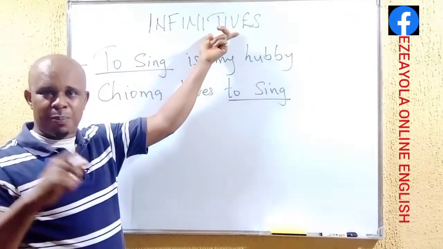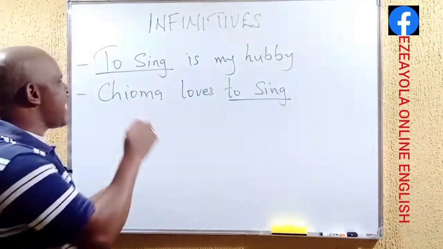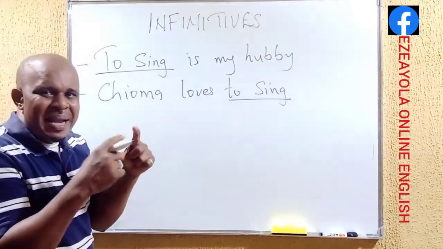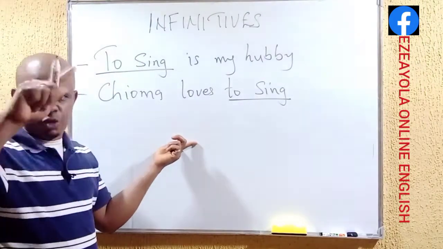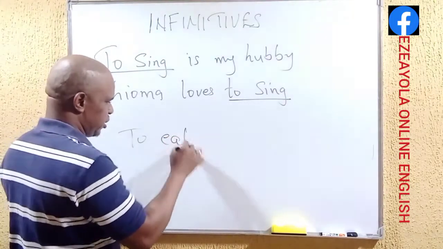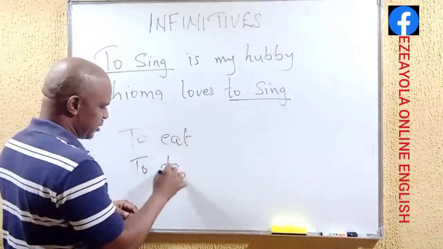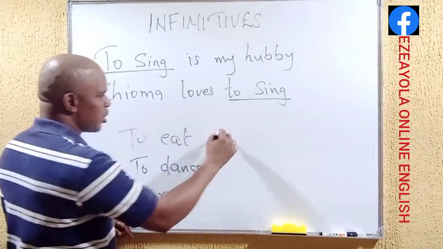That's the point this morning. It is what we call infinitive, the kind of nouns that are blended, the situation where we blend a verb with to. We use to, maybe to eat, to dance, to run, to clap.